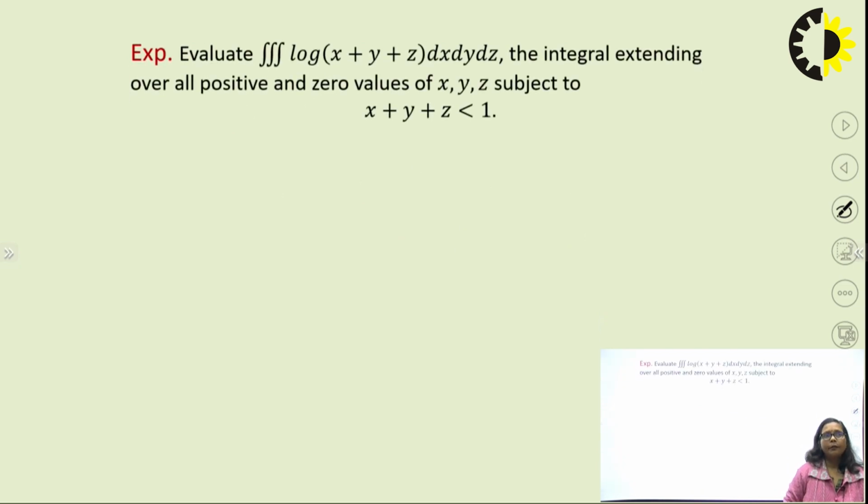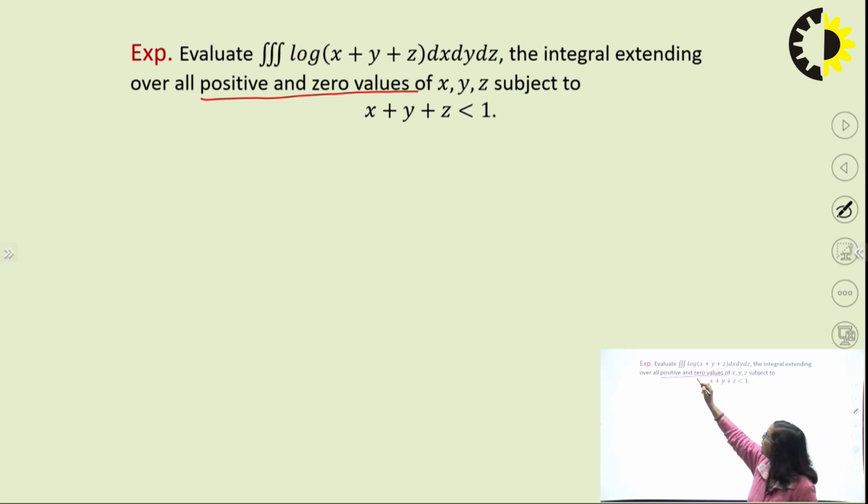Evaluate the triple integral of log(x plus y plus z) dx dy dz, the integral being extended to all positive and 0 values of x, y, z subject to the condition x plus y plus z less than 1. Clear? Means the upper limit 1 is given to us here. What about the lower limit? Means I need to find out the values h1 and h2.